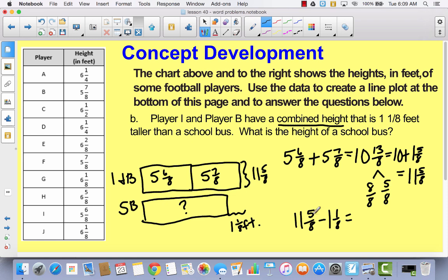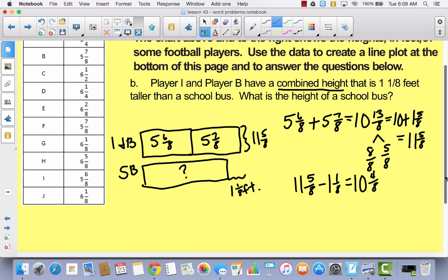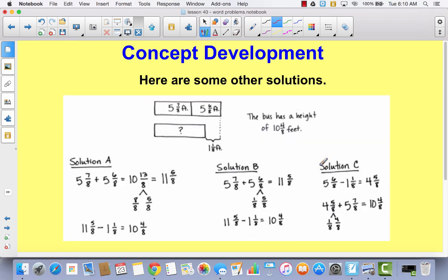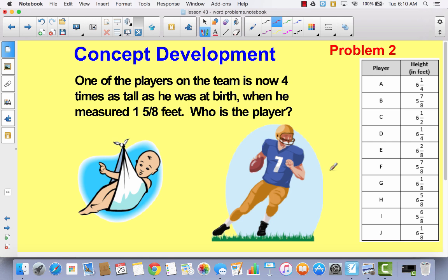So because 1/8 is smaller than 5/8, I don't have to do anything special. I can just subtract my whole numbers. 11 minus 1 is 10. And I can subtract my fractions. 5/8 minus 1/8 is 4/8. So the question I'm trying to answer is, what is the height of a school bus? So I'm going to say the height of a school bus is 10 and 4/8 feet. Okay? All right, so now let's take a look at problem number 2.